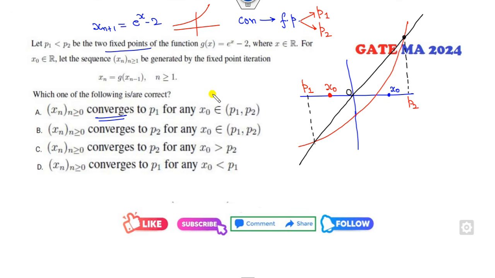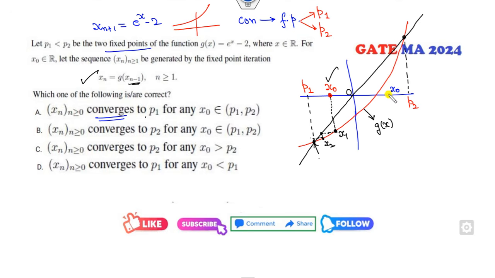Then what is the iteration of this? If this is x naught, can you find x1? I can find the value on this g. Firstly, this is my g of x. I can substitute this x naught here and find the value. This is my x1. Fine. Then I can again find this value on the fixed point. This is x2 and so on. So definitely it reaches toward the point P1. So that's the first point satisfied.